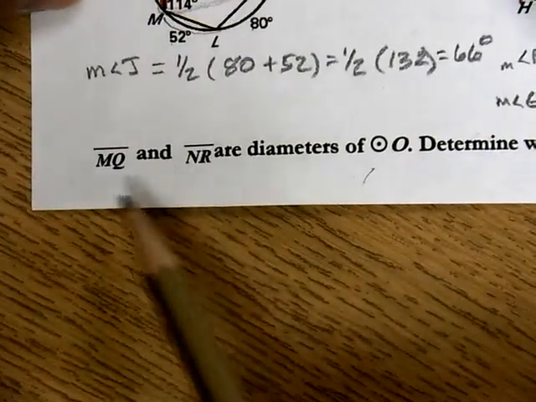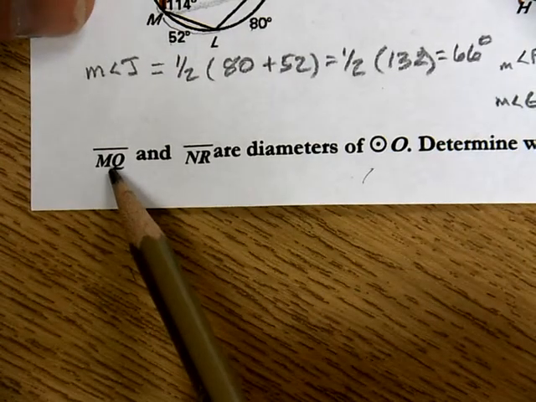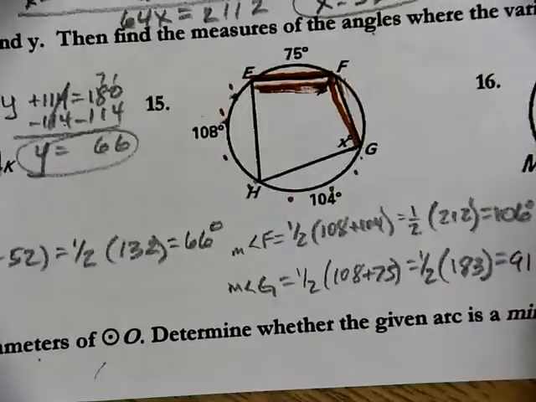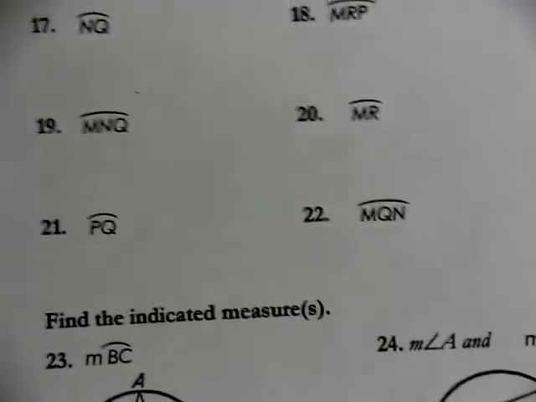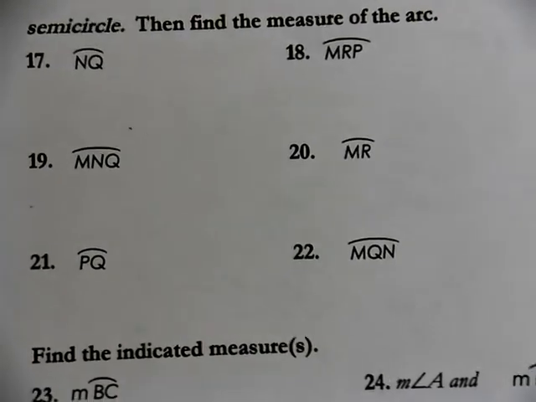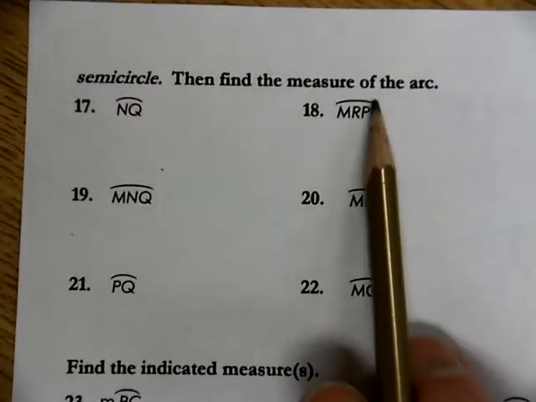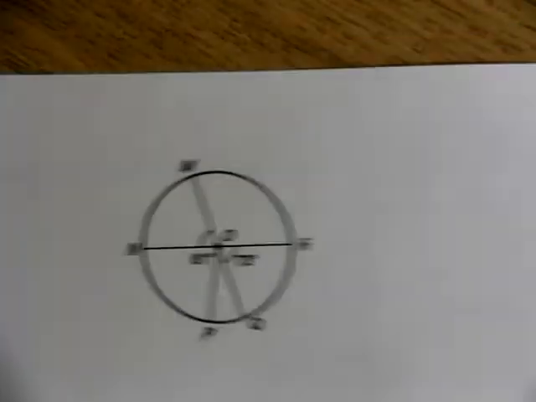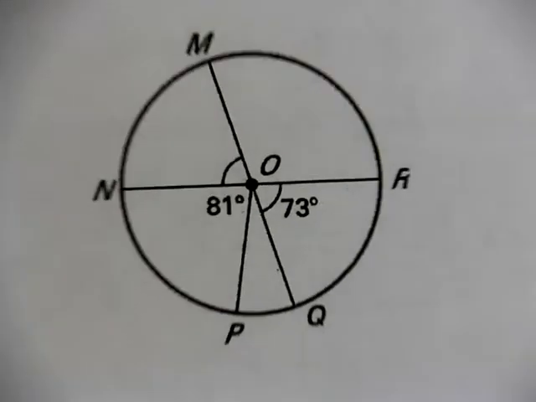Looks like the directions are stuck on this side. We know we have diameters. We have to determine what type of arc it is. And we're going to figure out the measure of the arc. Well, let's work with this picture first, and then we'll go get all our answers.